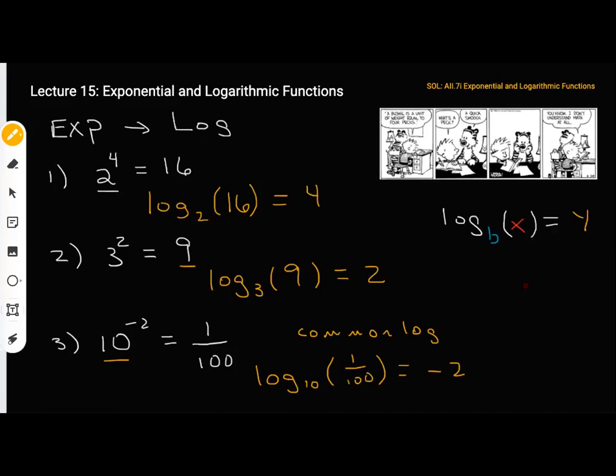Okay, so there's always three elements to this, right? A base, an exponent, exp, I'll abbreviate it, and then this x is going to be, we call that the result. So this is what happens when you take the base, you raise it to the y power, you're going to get x. And that's basically how you switch back and forth between exponential and logarithmic.